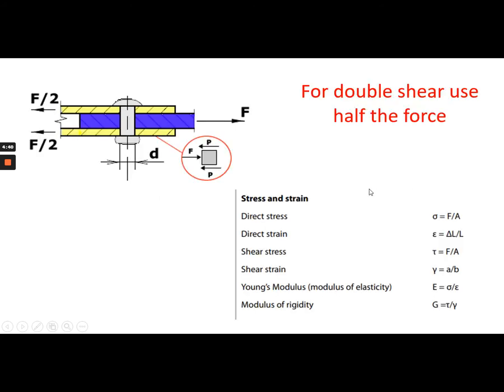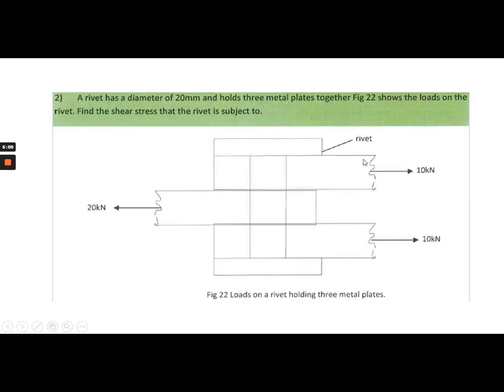Here you've got double shear. So with double shear, you notice that it's half the force. So the value that we'd use for that force, the shear stress force, whatever F was, you'd use half that. If that was 20 kilonewtons, you're using 10 kilonewtons. Okay, here's an exam question with that. So it's the 10 that you use in your calculation.